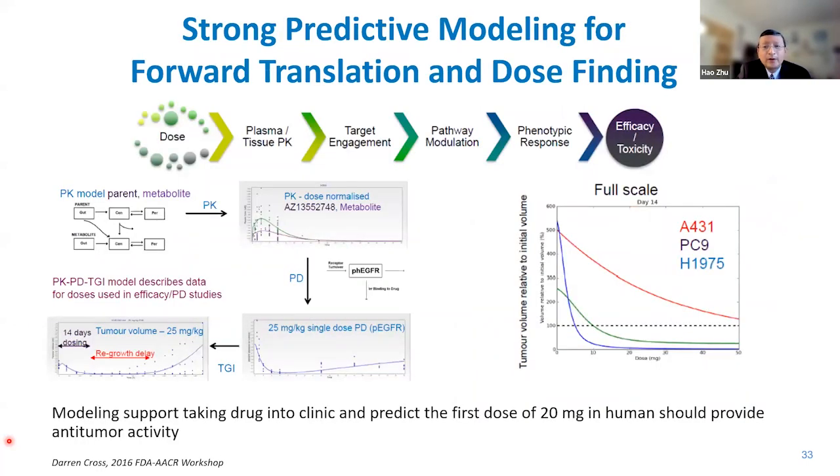A PK model is established to describe the concentrations of the parent compound and the metabolite. Subsequently, the concentration data are linked to the PD marker change and tumor volume reduction. This model allows a test of tumor suppression effect for different tumor mutants. The modeling results support further clinical development of the drug and predict that the first human dose can be started from 20 milligram.